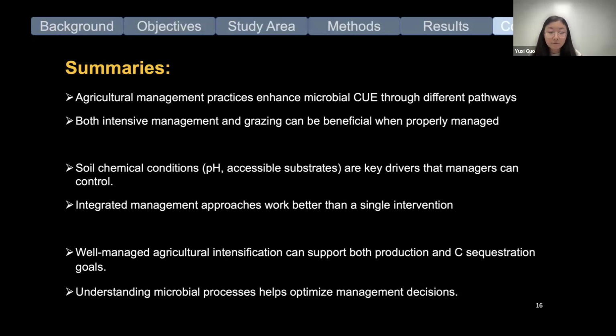And these findings have important implications for our land management, suggesting that integrated approaches may be better for both agriculture production and carbon sequestration. For example, when applying nitrogen fertilizer, it would be better to combine with liming practices. And understanding these microbial processes would definitely help us to make better management decisions.